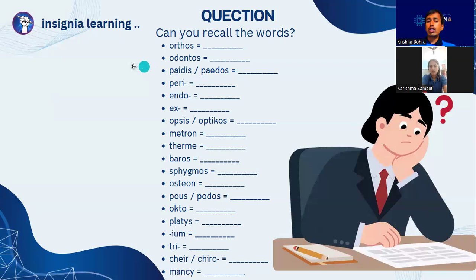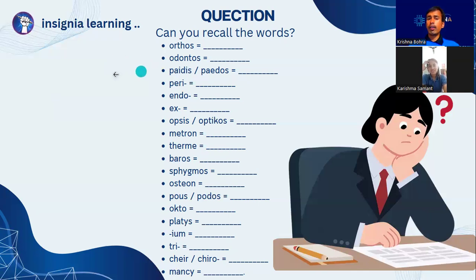Okay, we discussed dontos or odontos. What does it mean? Odontos. Okay, let me give you a hint. When we smile, what do we see at first? Teeth. Yes, it is teeth.